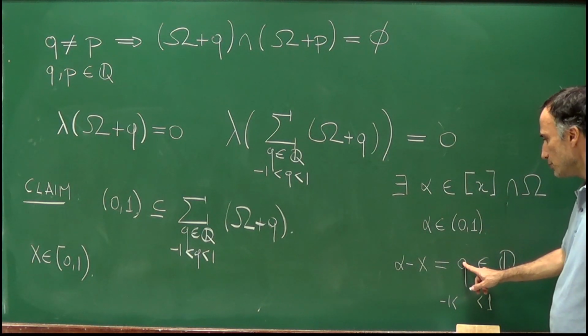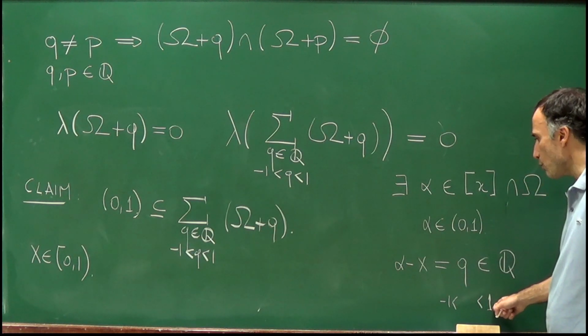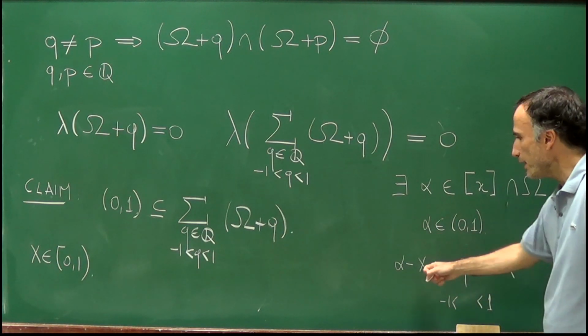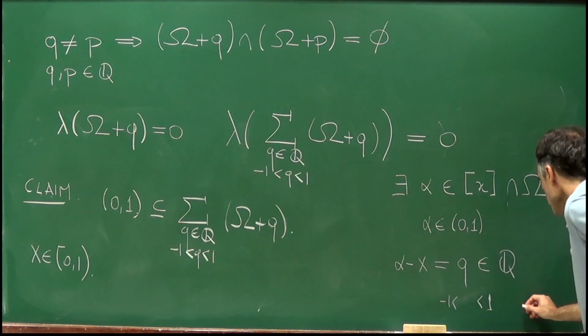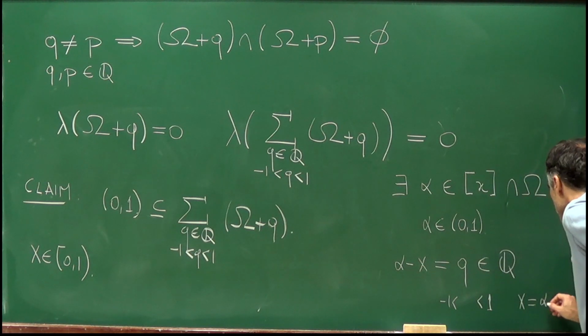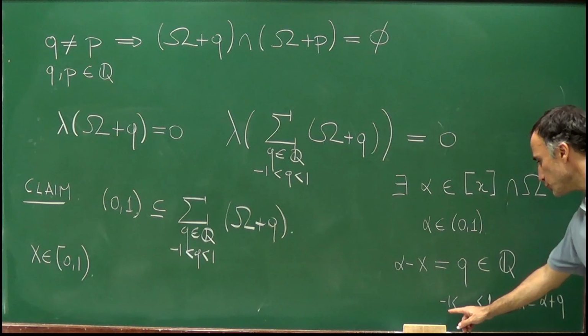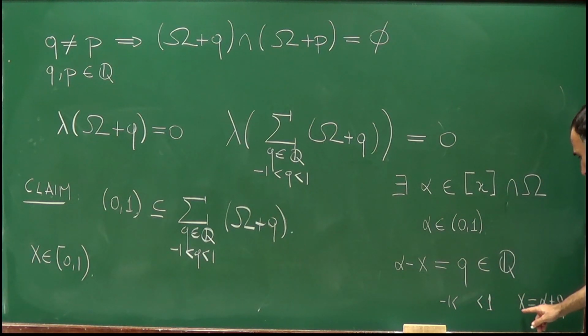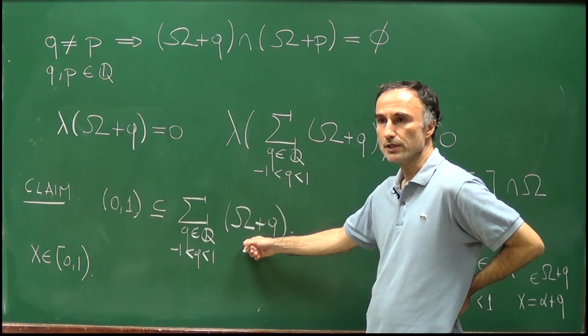So this rational q has to be between minus 1 and 1, because alpha belongs to [0, 1] and x belongs to [0, 1]. Which means that x is equal to alpha plus q, where q is a rational number between minus 1 and 1. Which means that x belongs to omega plus q for some rational q between minus 1 and 1, and this is exactly what is claimed here.